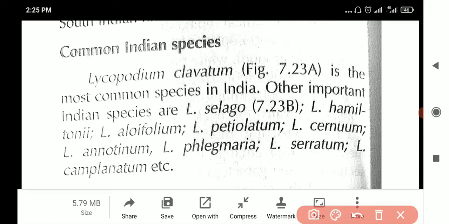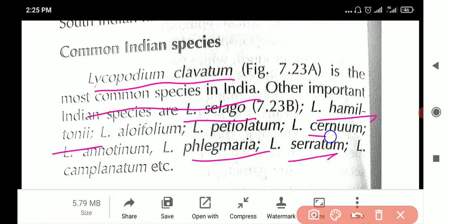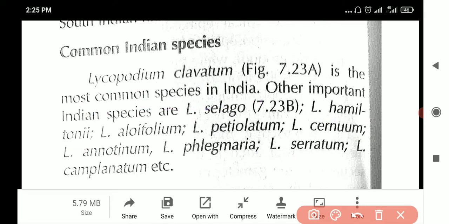In India, the common Lycopodium that we find is Lycopodium clavatum. It is the most common species in India, and there are other species like Lycopodium selago, hamiltonii, phlegmaria, serratum, cernuum, etc. The ones that are most common are clavatum, selago, cernuum, phlegmaria and serratum.